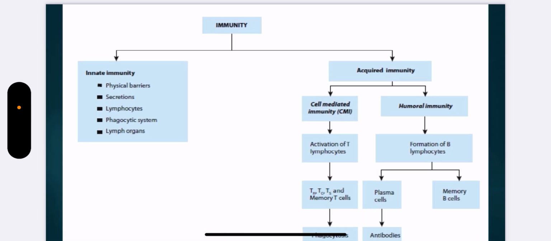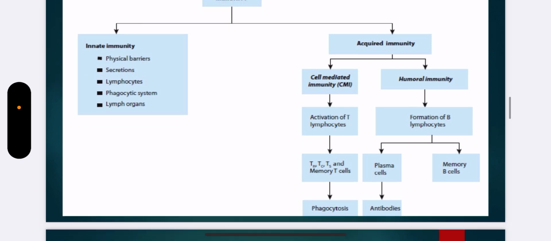This is the classification of immunity: innate and acquired. Acquired is further subdivided into cell mediated immunity governed by T cells, and humoral immunity governed by B cells. It involves antibodies.